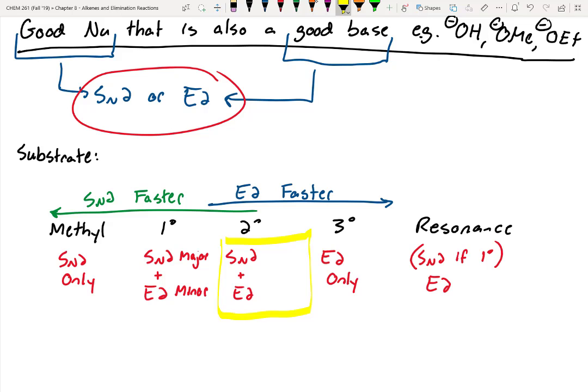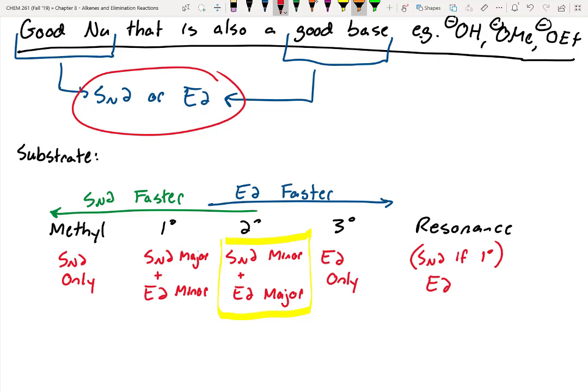All right, let's do this next one. Which one's going to be faster, E2 or SN2? They're going to be roughly the same. Not necessarily. Is a secondary carbon really that great for SN2? Not really. So in this case, I would say because it's not great, this would be SN2 minor, and then E2, what would it be? Major.